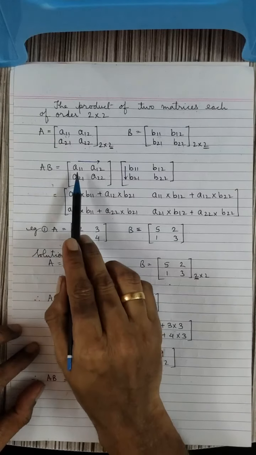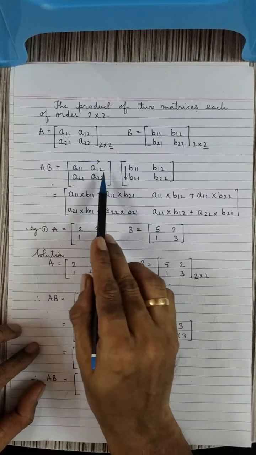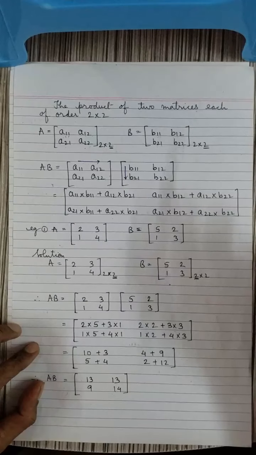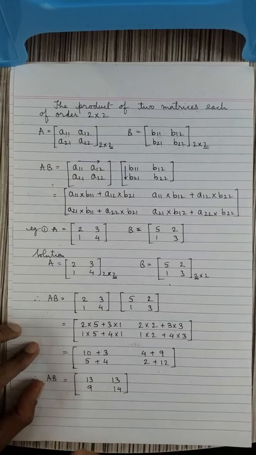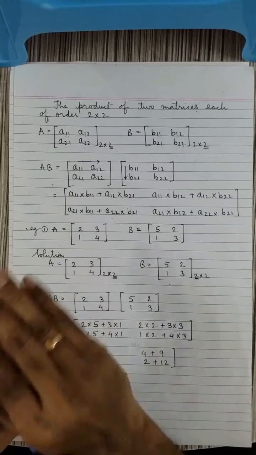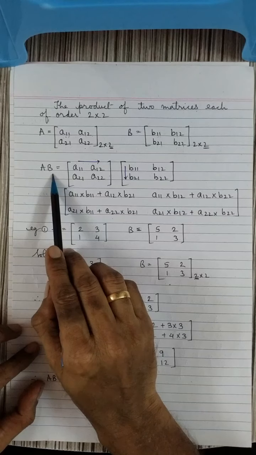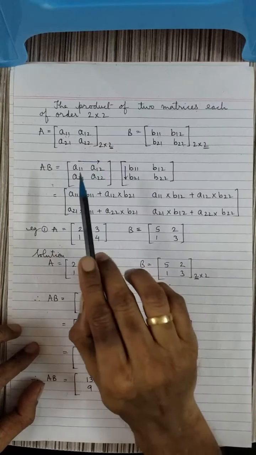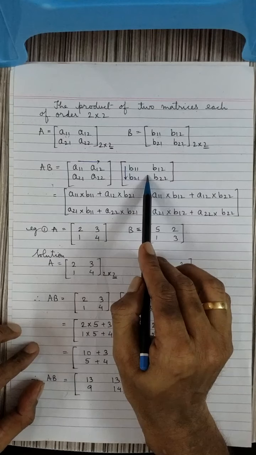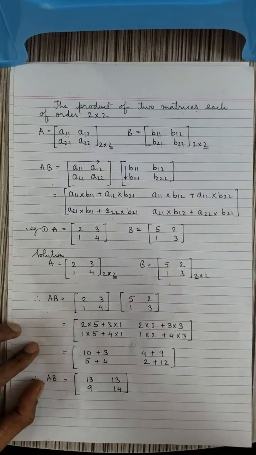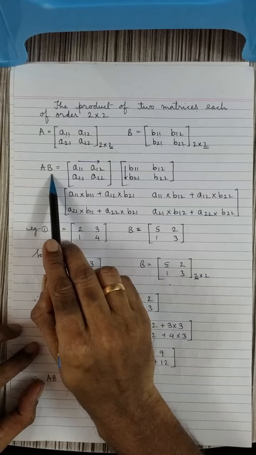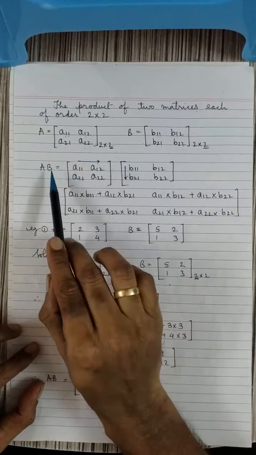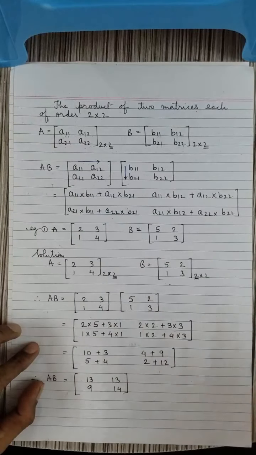Now AB, we are writing both the matrices next to each other. In matrices, you have to write the matrices in the order in which they have been given. If they have written A into B, you have to write A first and B next. If they say BA, you have to write B first and A next. In normal multiplication, 2 into 3 and 3 into 2 are the same, but not in matrices. In matrices, you have to stick to the order which they have given. A into B is A into B only, and B into A is B into A only.